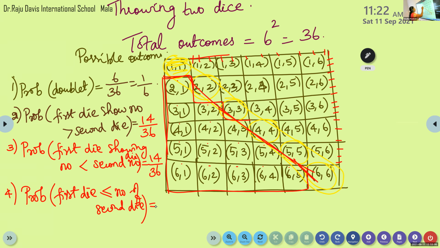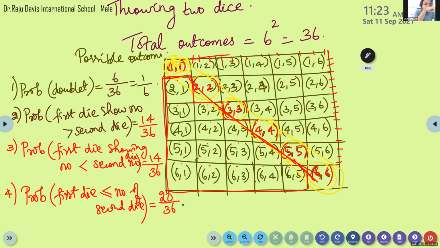You can take the elements along the diagonals also. Yes or no? If you take the elements in the diagonals, they are equal, isn't it? Here the first entry is equal to the second entry. So we will get all these elements along with this first part. So we'll get 20 by 36. It will be 20 by 36.